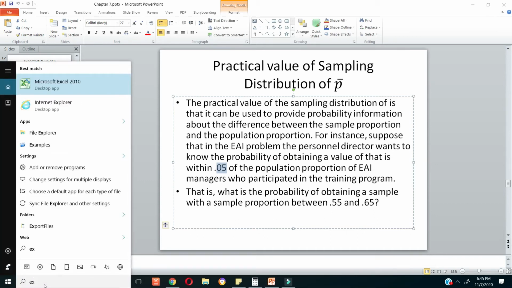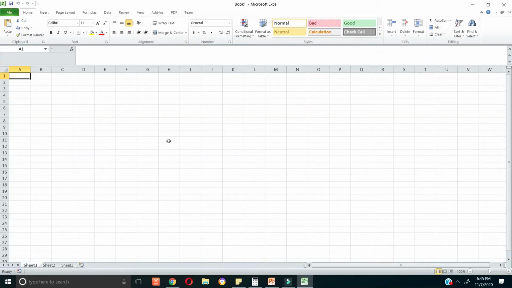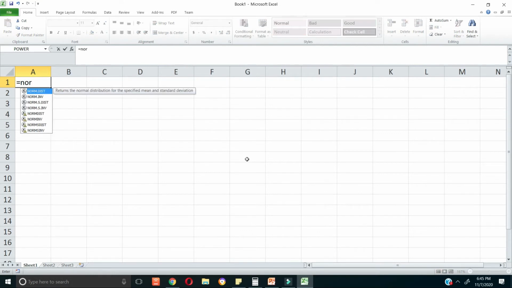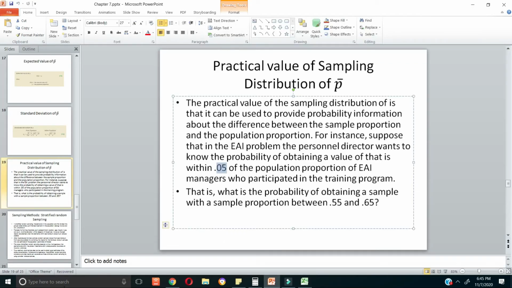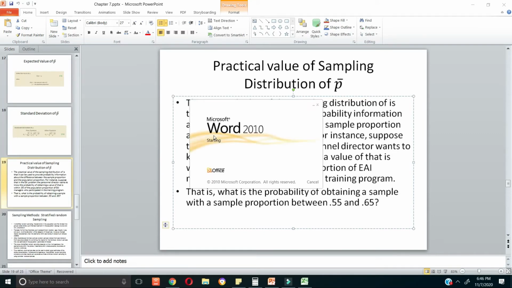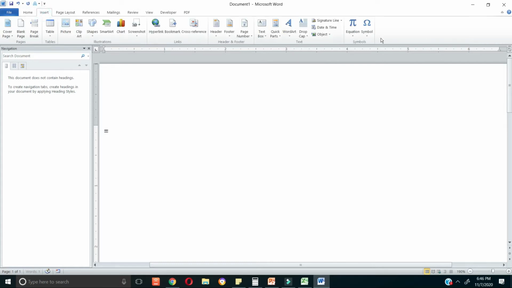It's not going to be very difficult. I'm going to use Excel now because I showed you how to use Excel. We want to get the NORM.DIST. If you're calculating this from first principles, we'd first have to get the z scores. So you're going to get the z scores, and then insert an equation over here.